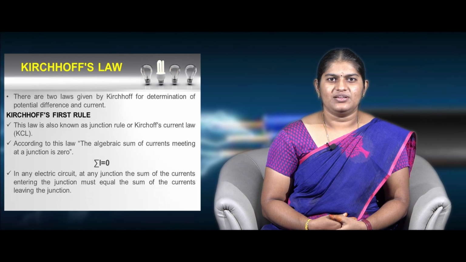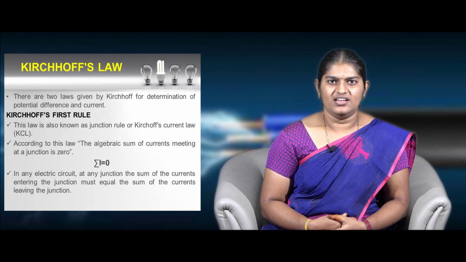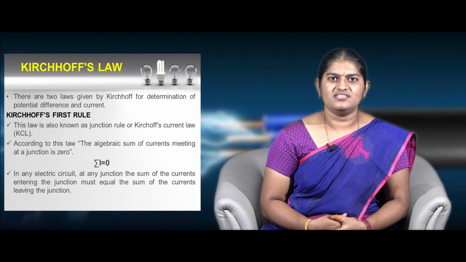Next we are going to discuss Kirchhoff's law. There are two laws given by Kirchhoff for determining the potential difference and current. First, Kirchhoff's current law. This law is also known as the junction rule. According to this law, the algebraic sum of currents entering a junction must be equal to 0. Summation I is equal to 0.